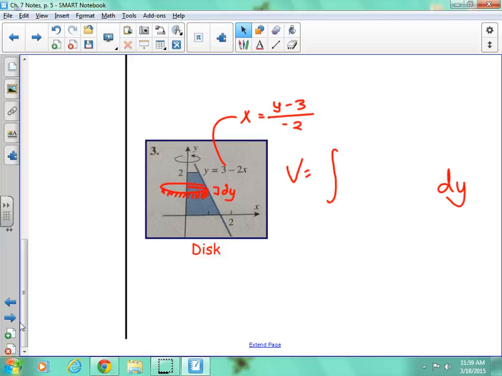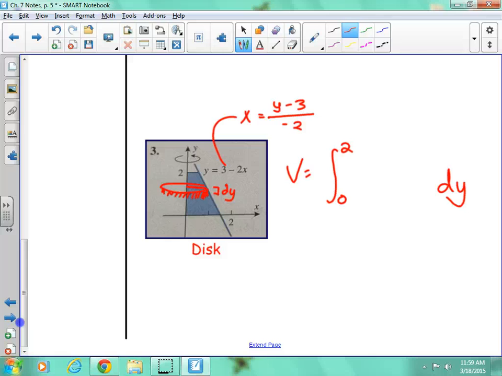What are my bounds? 0 to... I don't know. You're looking the wrong way. Y bounds. Little hash marks on the axis, right? What is it? Hash marks. 0 to 2, right? Yeah. What else do I need?